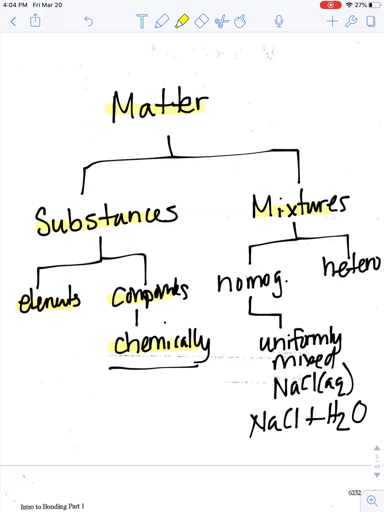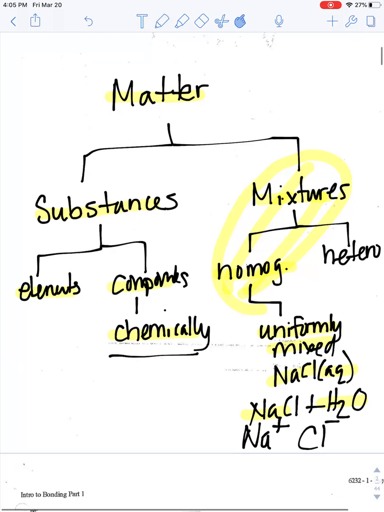Where we're going to focus in this chapter, though, is on homogeneous mixtures. So this is the complete focus of this chapter right here. And remember, homogeneous mixtures means that materials are completely, totally, uniformly mixed. So an example would be salt and AQ, which just means salt and water. And when salt dissolves in water or anything ionic that is soluble in water, it actually breaks up into two ions, Na plus and Cl minus, which we'll talk about later in this chapter.